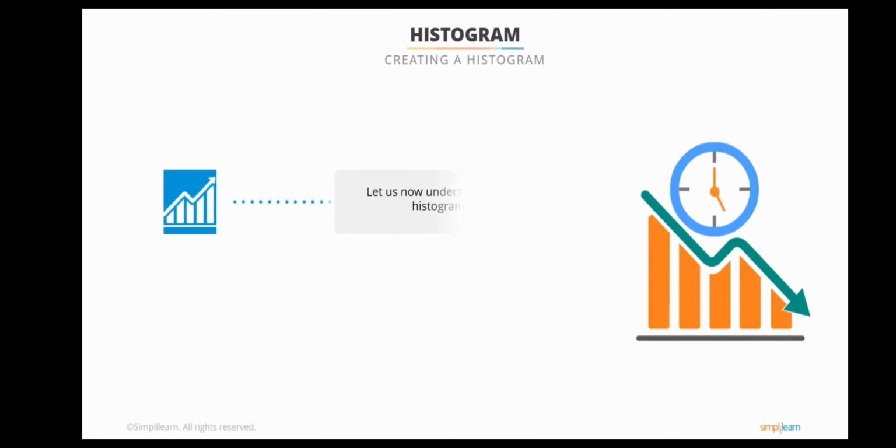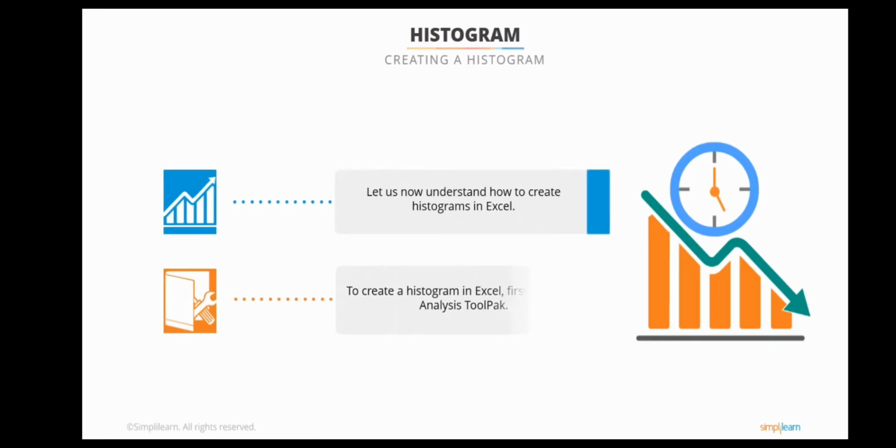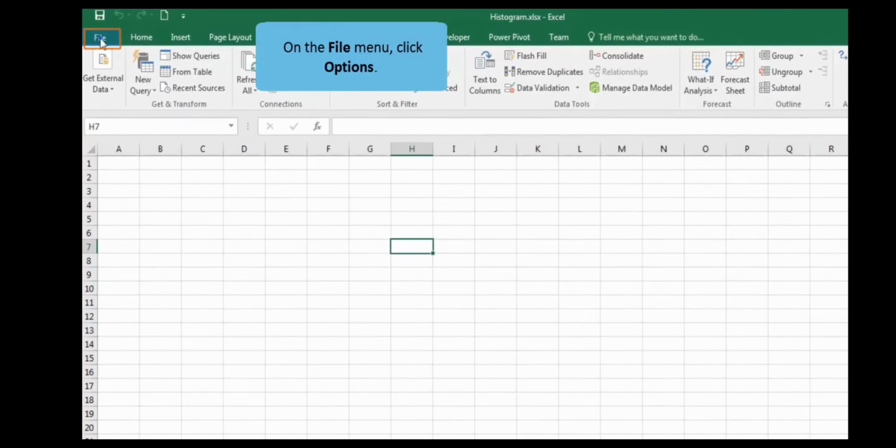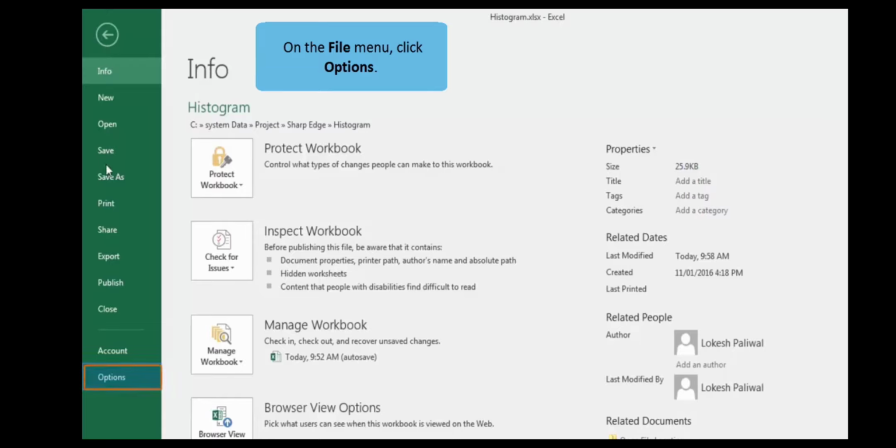Let us now understand how to create histograms in Excel. To create a histogram in Excel, we have to first install the Analysis ToolPak in Excel. Let us understand how to install the Analysis ToolPak. Click on the File menu and choose Options.